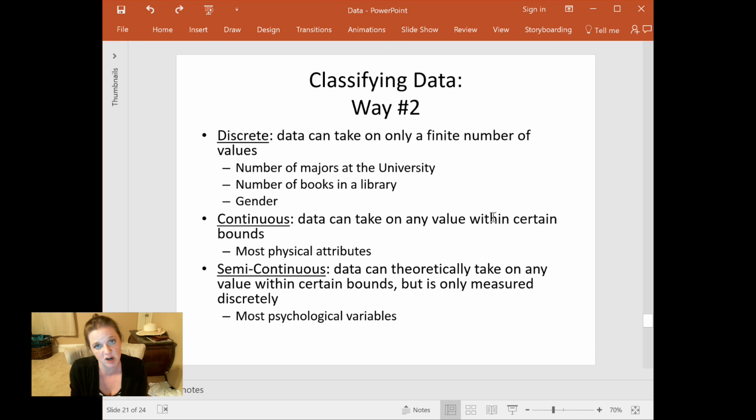But a continuous variable is one that you can sort of cut in half. So these are going to be things like physical attributes, like how fast can you run a mile? Well, you can run a mile in 4 minutes, you can run a mile in 5 minutes, or like me, you can run a mile in 20 minutes with many breaks, right?